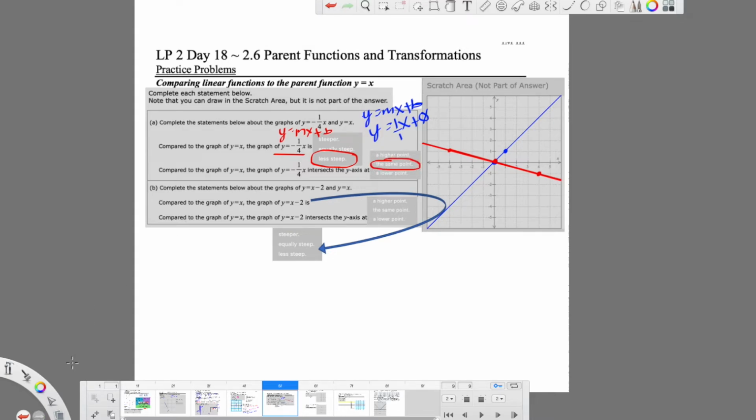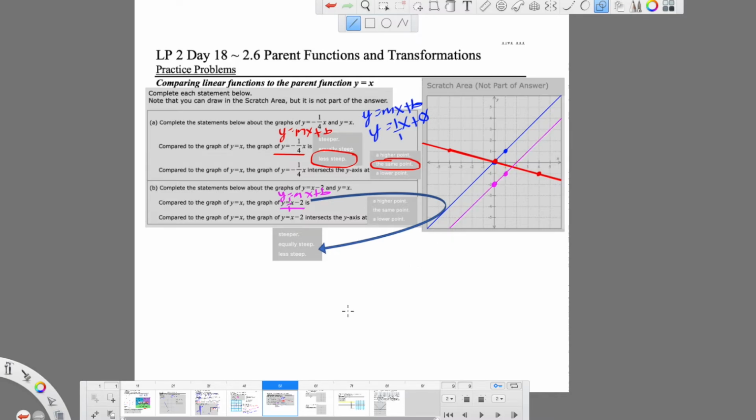All right, so we're going to look at the second statement here. We're still comparing it to y equals x, so still that blue line. And now we're going to look at y equals x minus 2. If I'm thinking of y equals mx plus b, I do have a plus b. It's that negative 2. So now I'm going to go down to negative 2. That's my y-intercept. And then my slope is 1 over 1 because I don't see anything in front of that x. So I'm going to go up 1 over 1, and do that same thing all the way across, and go down. So there we go. There's the line.